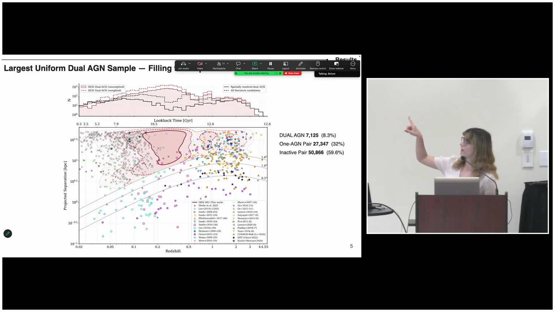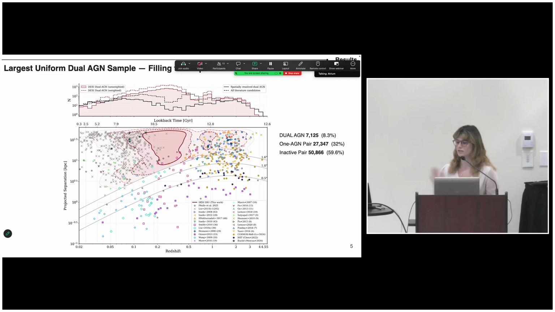So the histogram, again, on the above with the black line shows the distribution of those, and also the black dashed line also includes the ones that are not spatially resolved, so do not have a specific separation distance. They're found with methods such as double-peaked emission, etc. So we already see that DESI actually fills the gaps at several regimes.